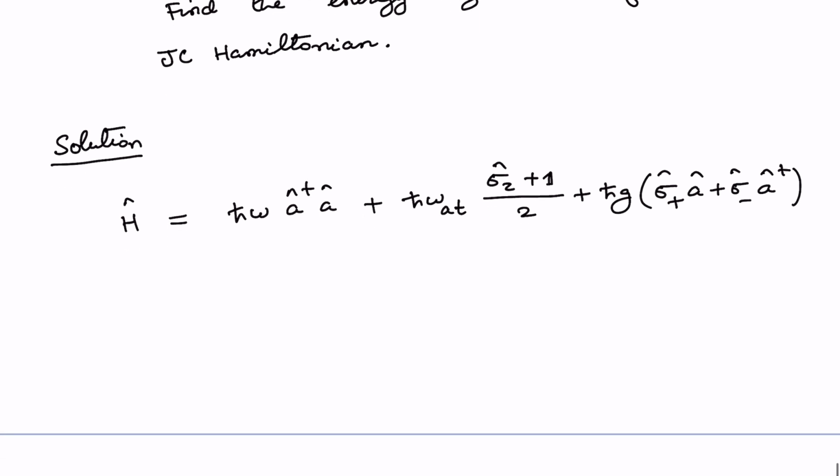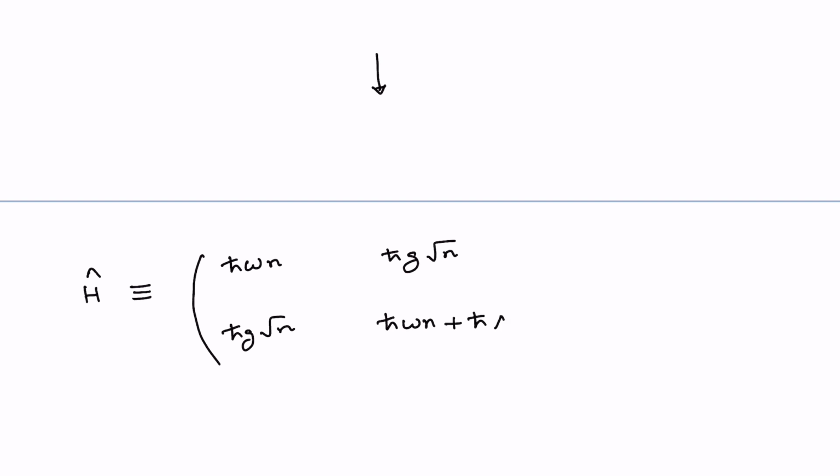Now this Hamiltonian was written in the matrix form in this way. H is equal to this matrix, with h bar omega n, h bar g square root of n, h bar g square root of n, and here h bar omega n plus h bar delta, where delta is the detuning and it is defined as omega atom minus omega.